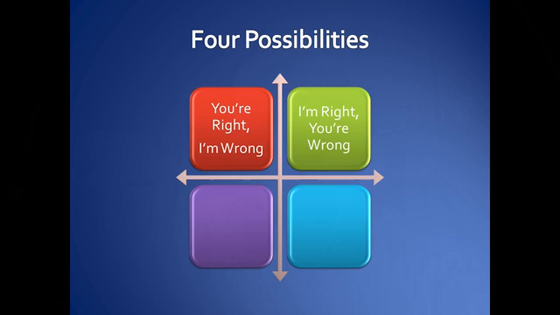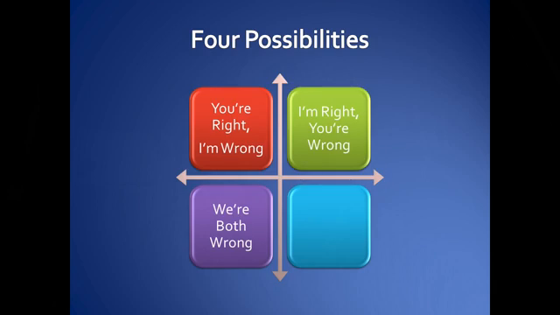The second possibility of a conflict is that I'm right and you're wrong. And in that case, ideally, we'd like you to deal with that situation, the person who is on the other side, and make whatever changes are necessary. A third possibility is that we're both wrong. We're not seeing the whole picture. We're not seeing it correctly. We're not understanding exactly what's going on with the conflict.